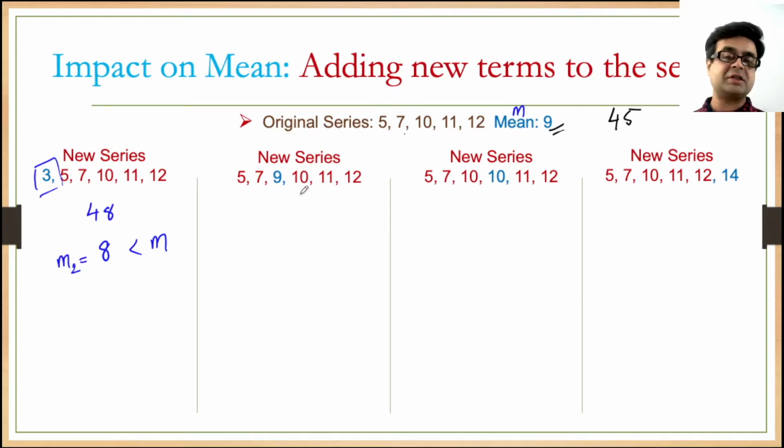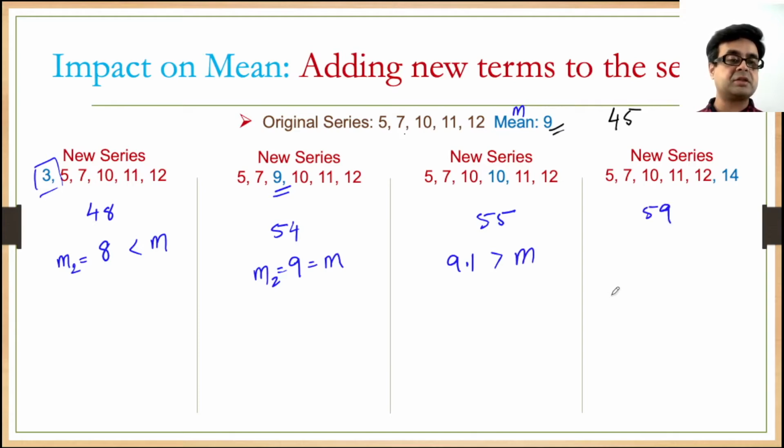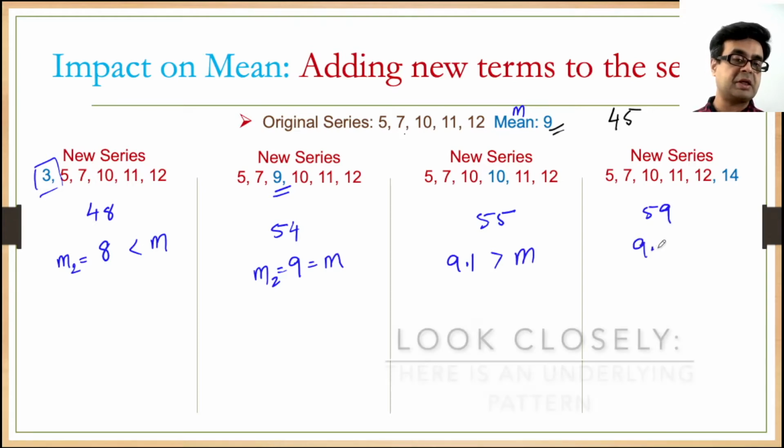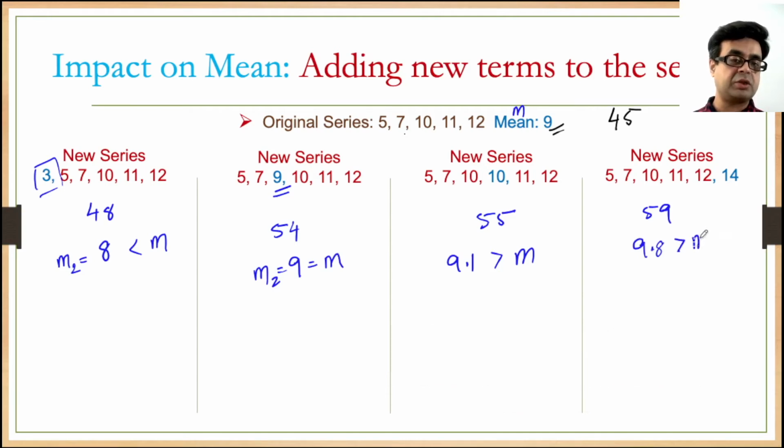Now let's look at series number 2, where I'm adding this term 9, which is equal to the mean, to the series, and my new sum is going to be 54, and my new mean M2 is going to be 9, which is equal to the original mean. In the next series, you would find that the sum is actually 55 and the mean is around 9.1, which is greater than my original mean of 9. And in this series, you would see that the sum is 59 and the mean is 9.8, which is greater than my original mean also.